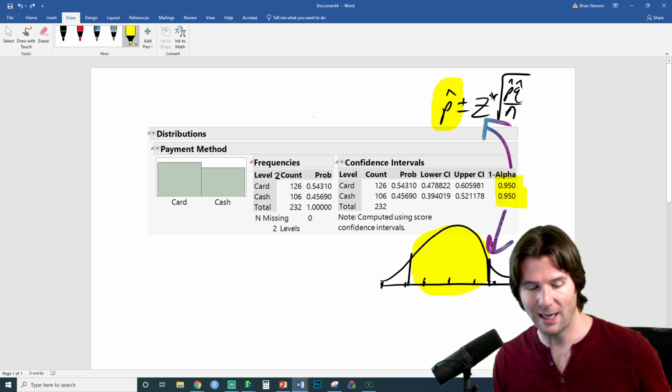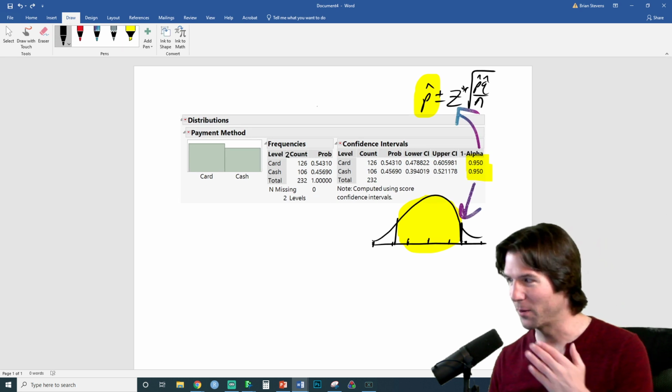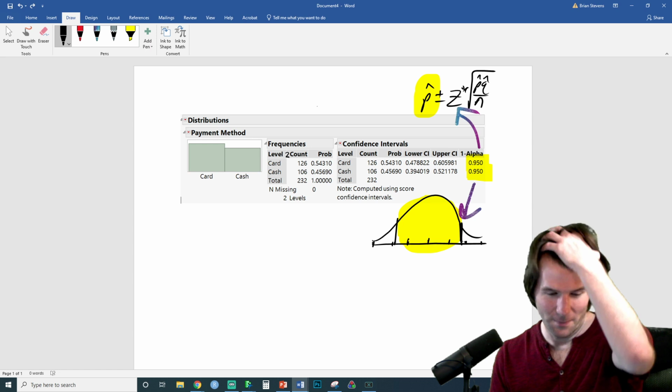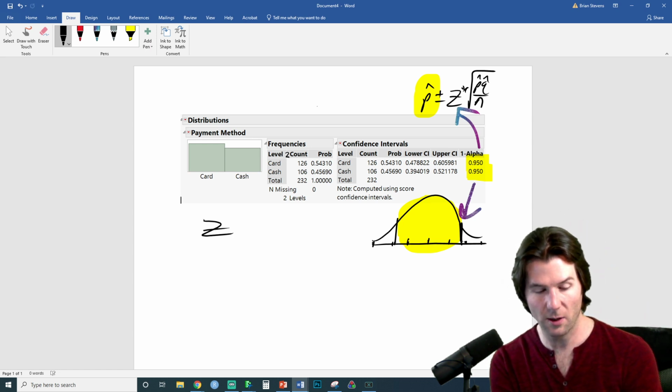So here are some classic Z's that you could be given. I need to get the new microphone stand so I can talk more like this. Some Z-scores that are very classic. Let's put the Z here. And you don't need to memorize these.